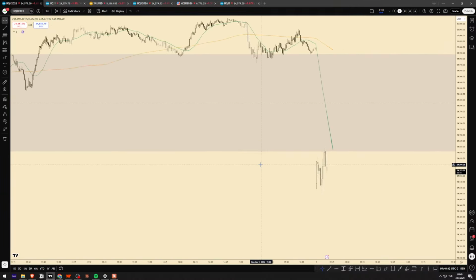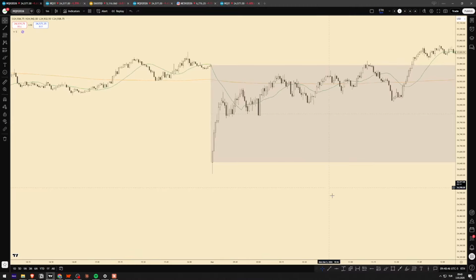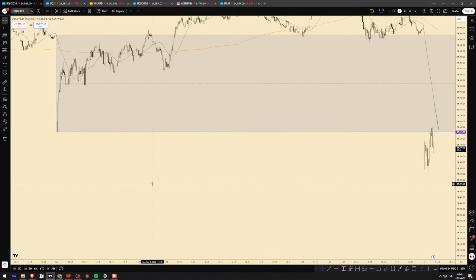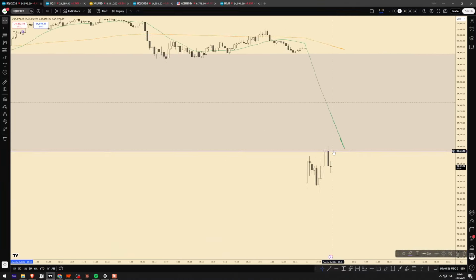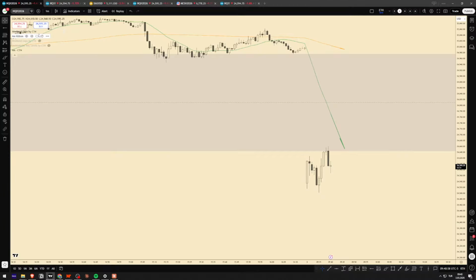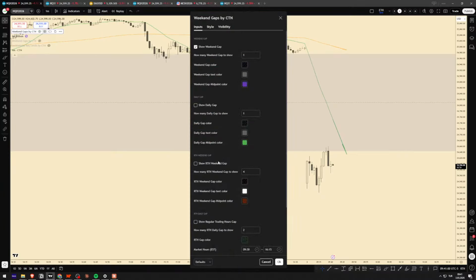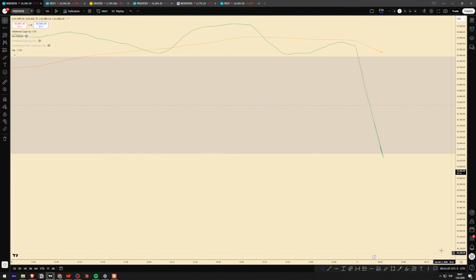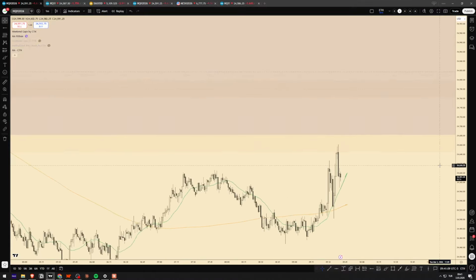Now, I have got conflicting information. Why? Because on the regular trade hours, price already hit this level. So I want to adjust my indicator to show me the RTH weekend gaps too, and go back to electronic chart.